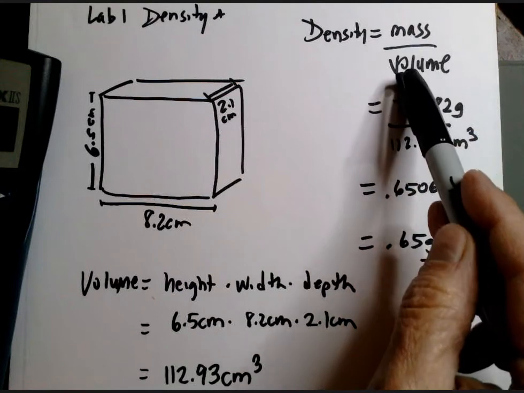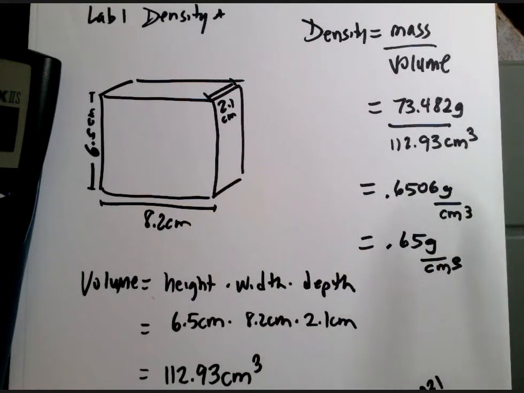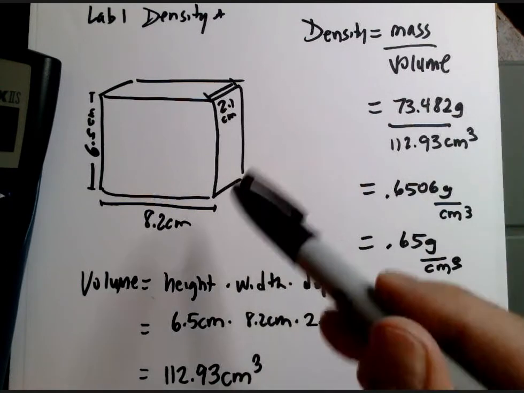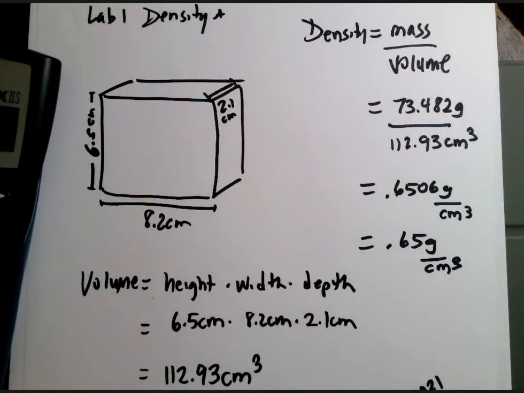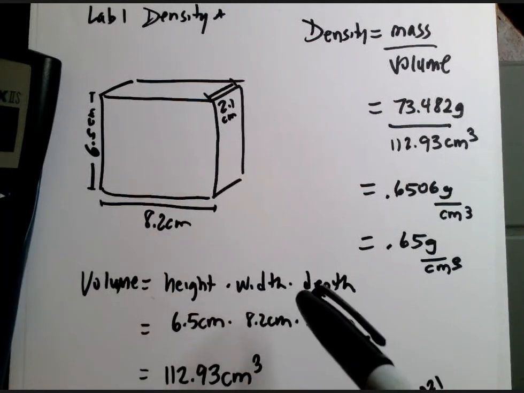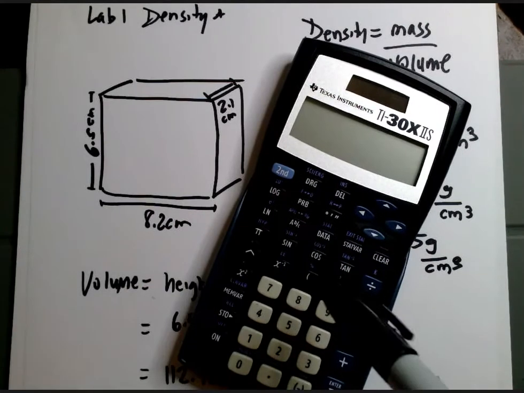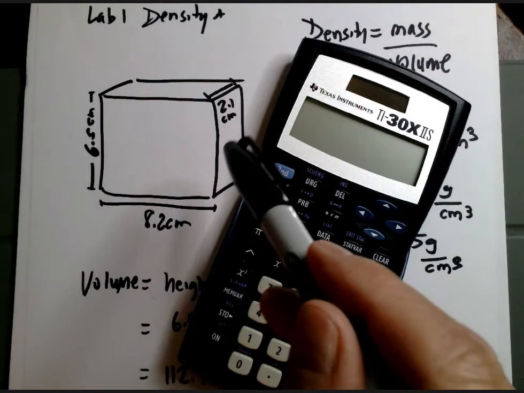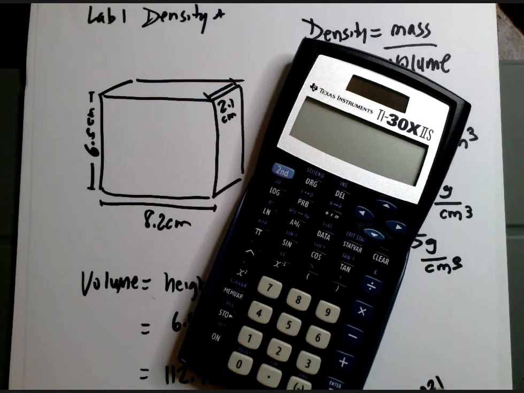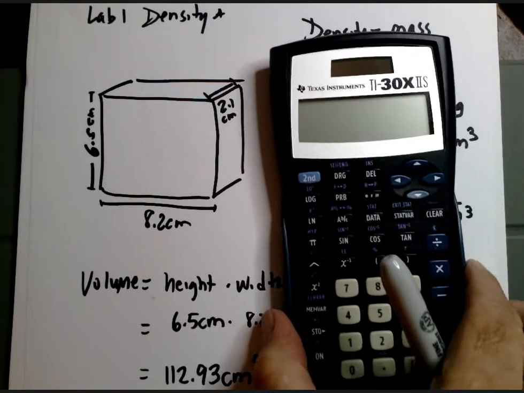Density is mass divided by volume. It's usually measured in grams per cubic centimeter, at least it will be in this problem. And so what I want to do is use the calculator to crunch some of these numbers. Let's get the volume first, and then we will make our density calculation.